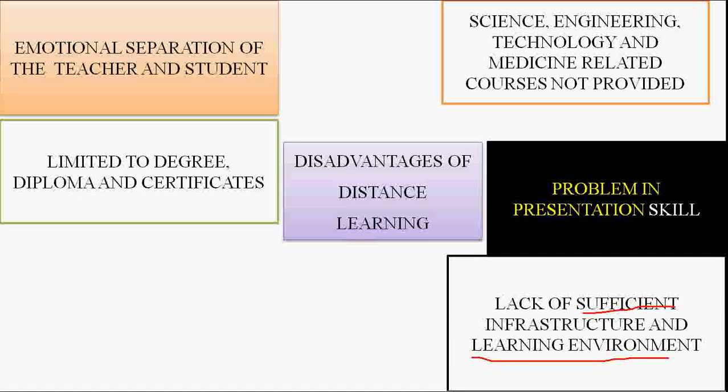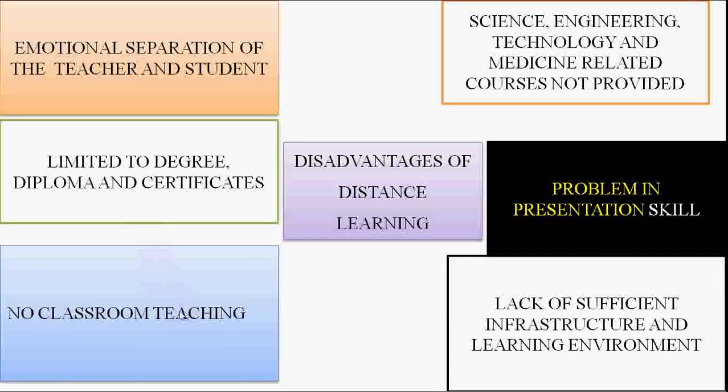Next we have, no classroom teaching. As you know, distance education is related to online classes, or sometimes home education. By studying at your home you can learn, so there is no classroom teaching because we do not need to go to the education institution. By engaging in your job and studying at home, you continue these courses, that means classroom is not there. If classroom is not there, this is a disadvantage of this kind of education system.